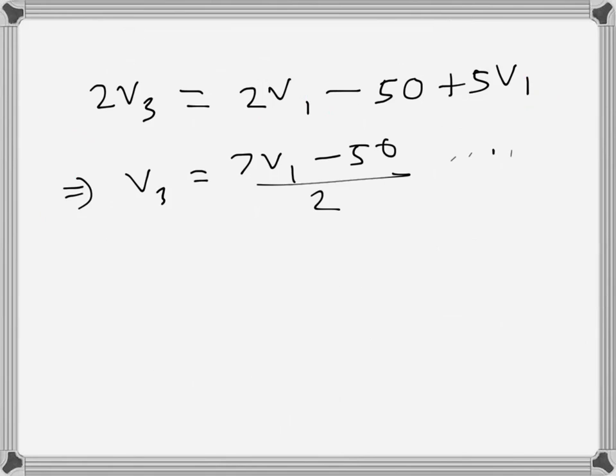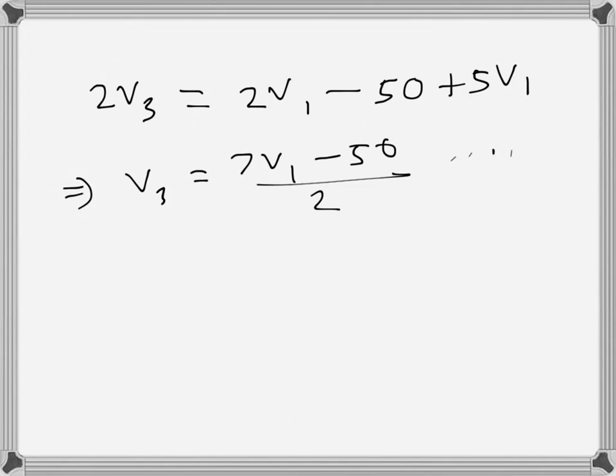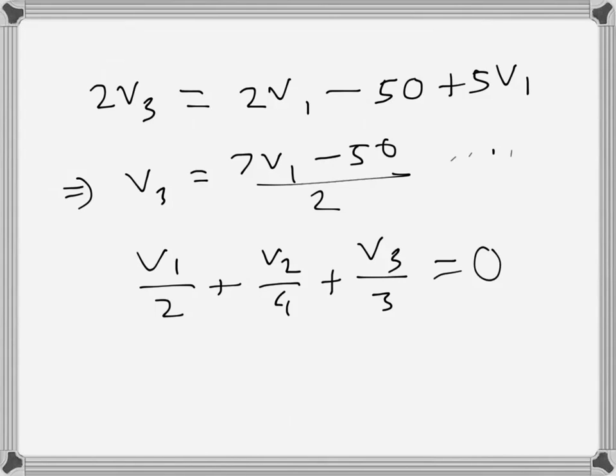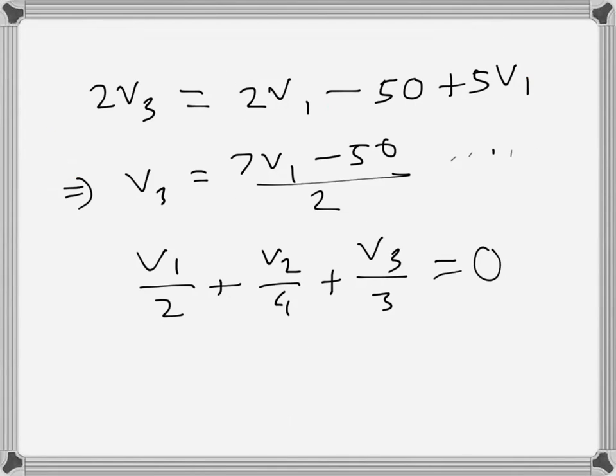So what we will do here is V1 over 2 plus V2 over 4 plus V3 over 3. So these are the three currents, all three are outgoing. And then if we multiply both sides by 12, 6V1 plus 3V2 plus 4V3 equals 0.